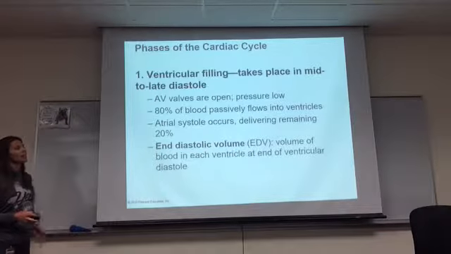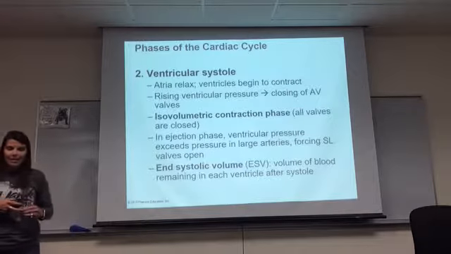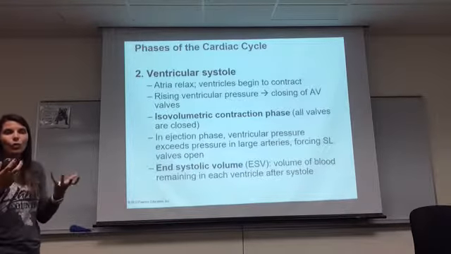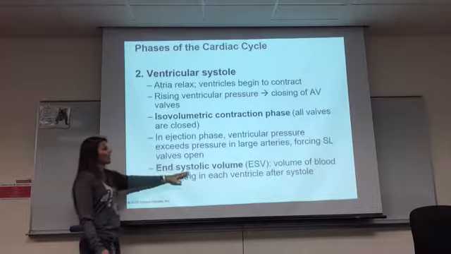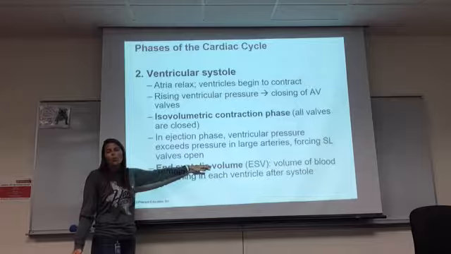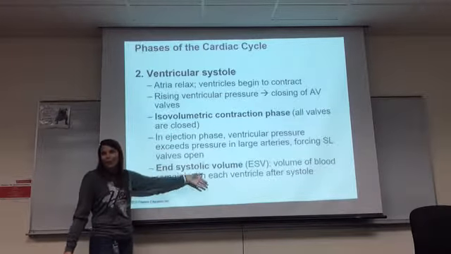Anyways, EDV is end diastolic volume, so how much blood you have in the ventricles after diastole. So when it's full, how much blood do I have there? Ventricular systole. Systole tells me it's contracting, so right now the ventricles are about to do this number. At the end, we can calculate the end systolic volume. There's always going to be a little bit of blood left over. The less, the better.